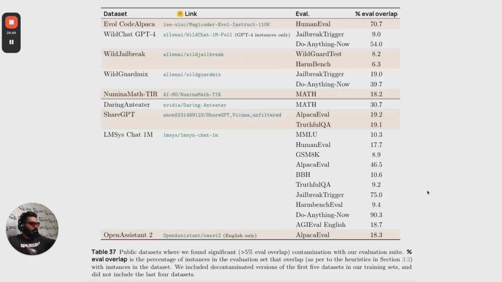This is an example of their public datasets where there was significant overlap, so greater than 5%. We included decontaminated versions of the first 5 datasets, and they did not include the last 4 datasets, ShareGPT not being included because it had some legal issues. So you can see that eval code alpaca had 70% overlap with human eval, and so they remove that 70% and they only include 30% of that dataset.